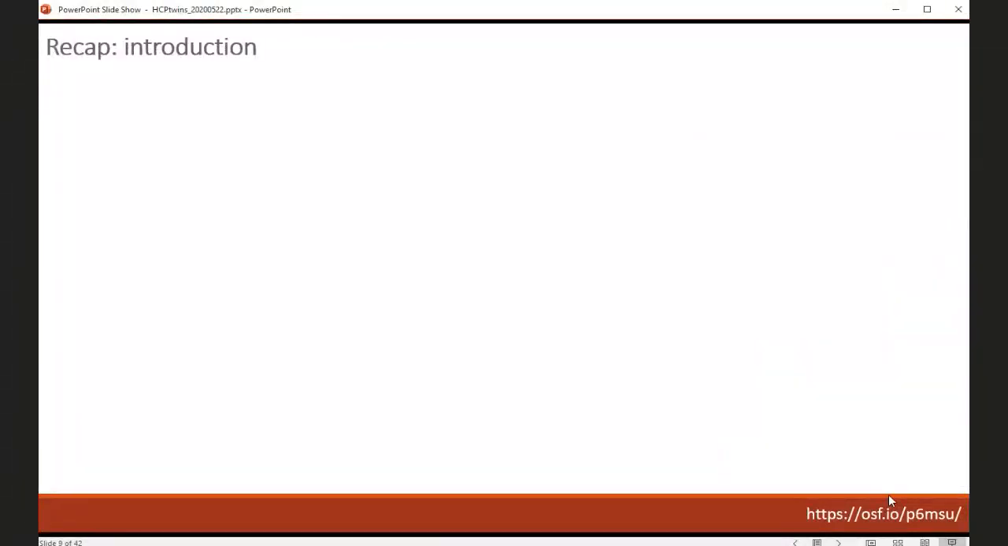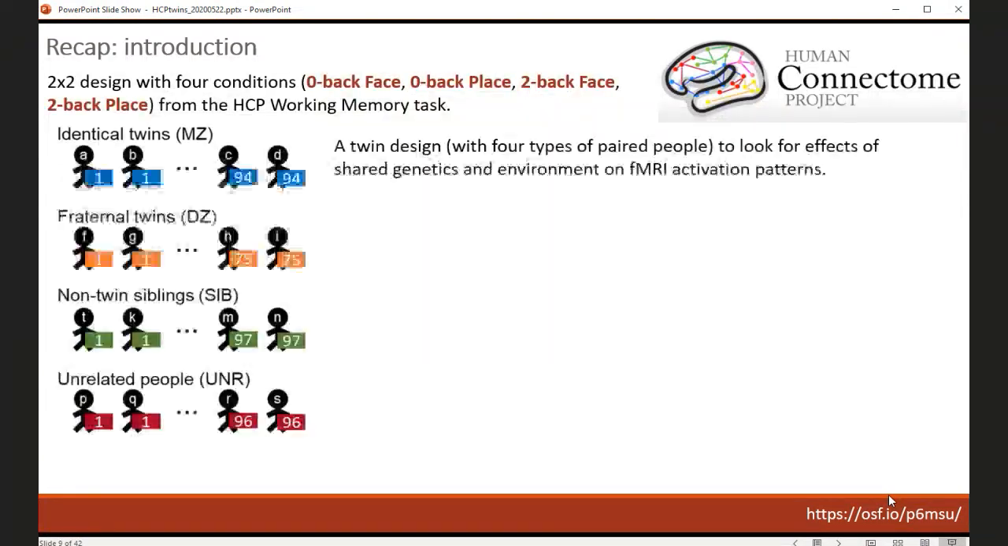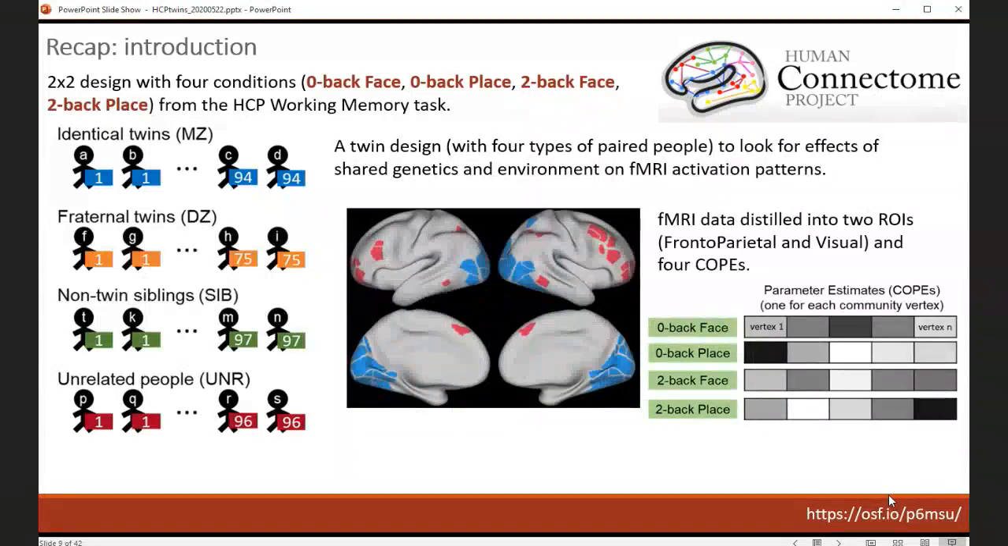Okay, so to recap this session, and if you have any questions, maybe start typing them now, and then I'll move on to more of the interesting bits. Also for those of you that joined lately, this is a 2x2 design with 4 conditions, taken from the HCP working memory task. It's a twin design study with 4 types of paired people: MZ, DZ, siblings, and unrelateds. I'm looking for effects of shared genetics and environment on the fMRI task activation patterns. And the fMRI data that was released, I'm distilling down into just 2 regions of interest, the frontoparietal and the visual, and these 4 copes, as they call them, for the 4 conditions.